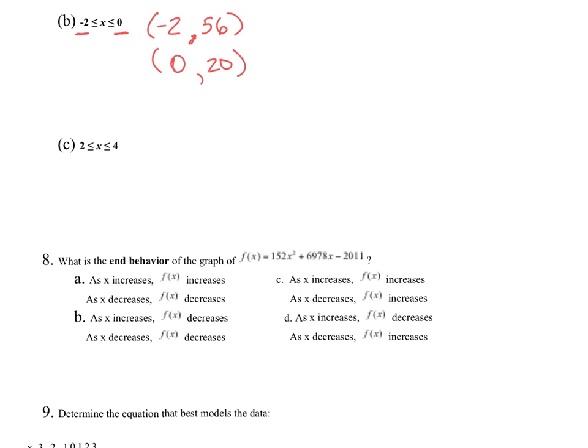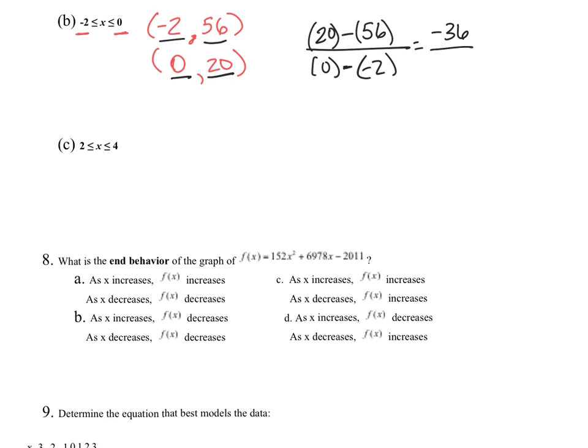So we're doing the same thing. Still doing our average rate of change. So y2 is 20 minus y1, which is 56, okay, over x2, which is 0, minus x1, which is -2, okay? So 20 minus 56, okay, is -36 over, well, negative is positive, so +2, and -36 divided by 2 is -18. Okay, so our average rate of change for this one is -18.